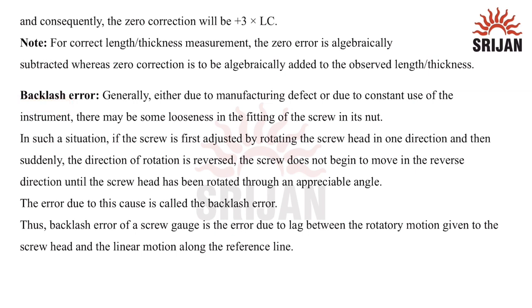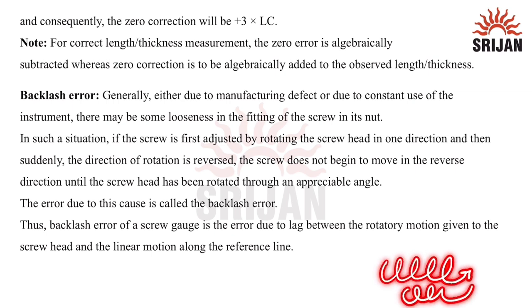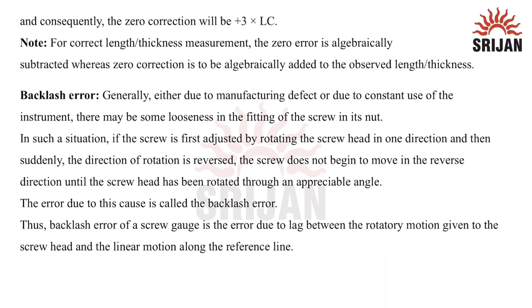Backlash error. Generally, either due to a manufacturing defect or due to constant use of the instrument, there may be some looseness in the fitting of the screw in its nut. In this situation, if the screw is adjusted by rotating the screw head in one direction, and then suddenly the direction of rotation is changed, the screw does not begin to move in the reverse direction until the screw head has been rotated through an appreciable angle. The error due to this causes the backlash error. The backlash error of the screw gauge is the error due to the lag between the rotatory motion given to the screw head and the linear motion along the reference line.